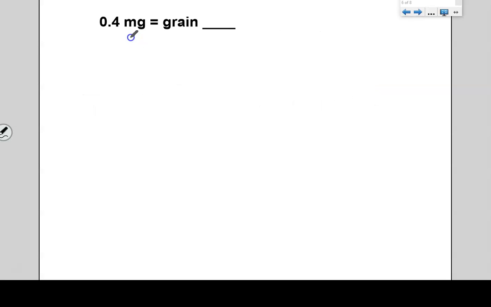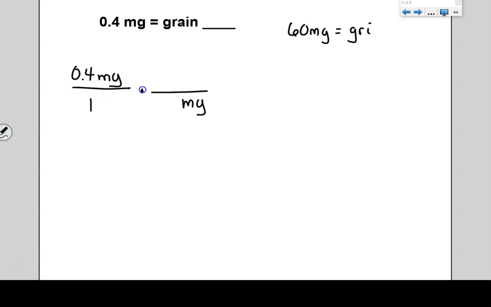Now let's look at this one. We're changing milligrams into grains. Again, you recall your conversion. There's 60 milligrams in 1 grain. I'll start out with a given, 0.4 milligrams. Milligrams is a metric unit. That's why they have a decimal written there. I want the milligrams to cancel, and I want to change it to grains. So grains goes on top. There is 1 grain per every 60 milligrams.